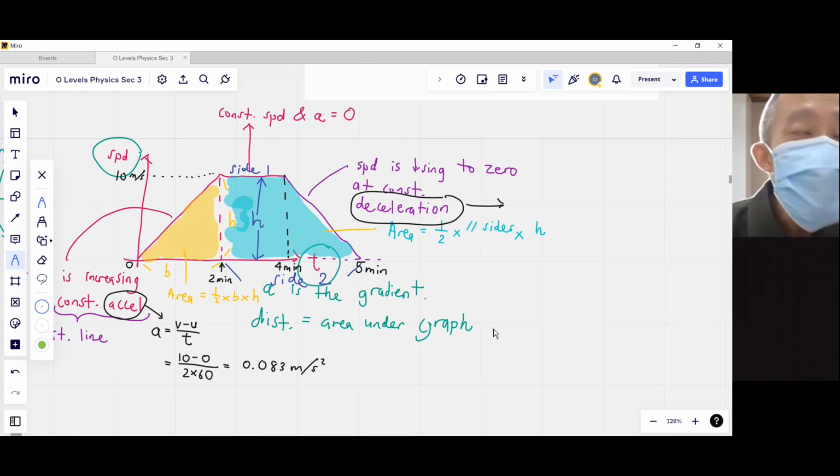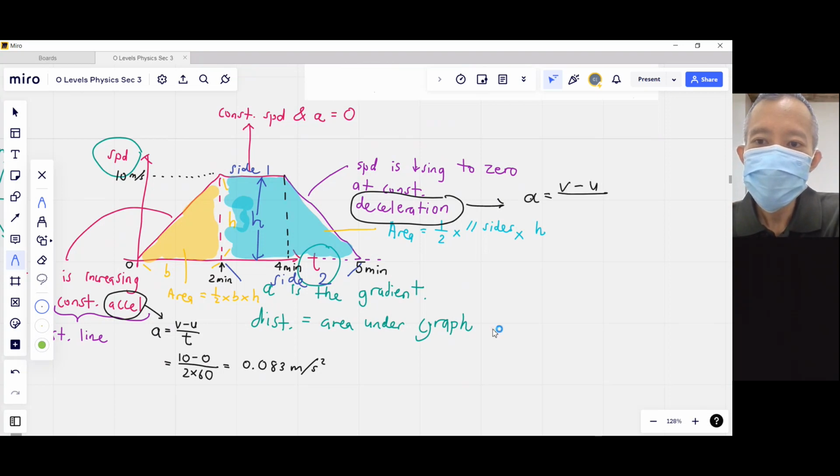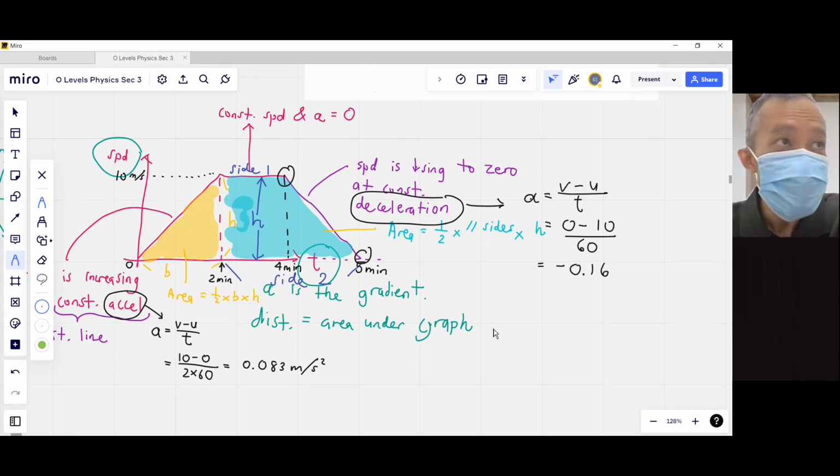Okay, guys, I want you to be careful. If you use the formula as it is, make sure you key in the values correctly. Final velocity is 0. Initial is 10. Time, 1 minute. Make sure you convert to 60 seconds. That will give you minus 0.166, right? Correct. 0.166 meters per second squared.